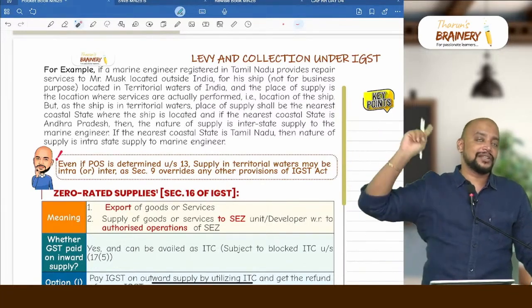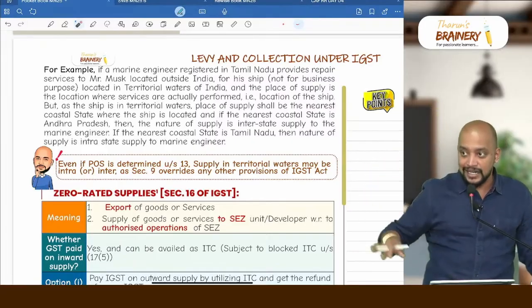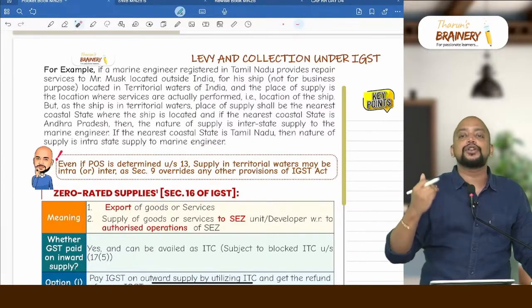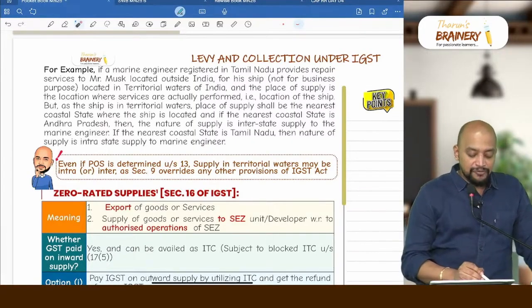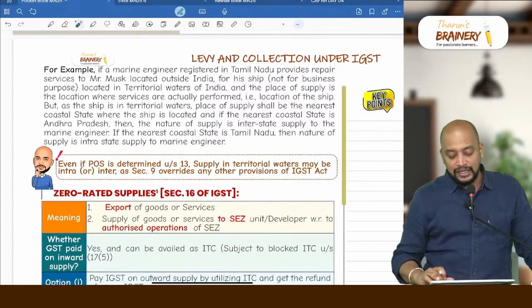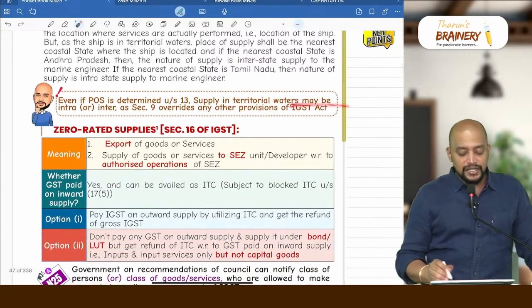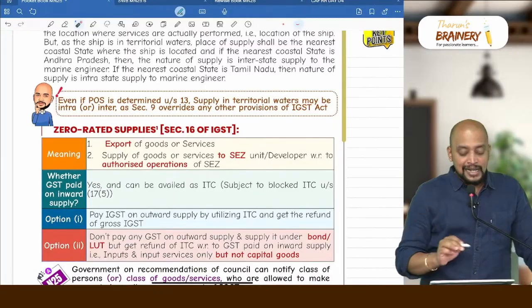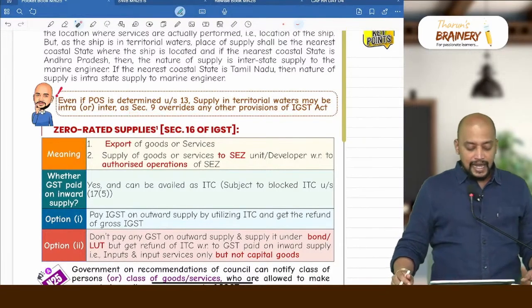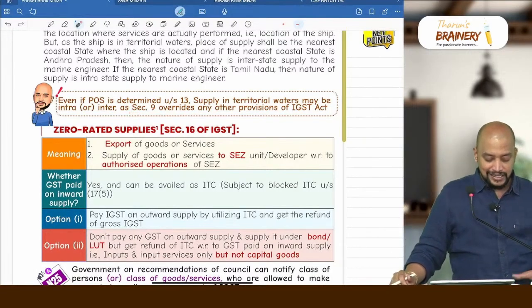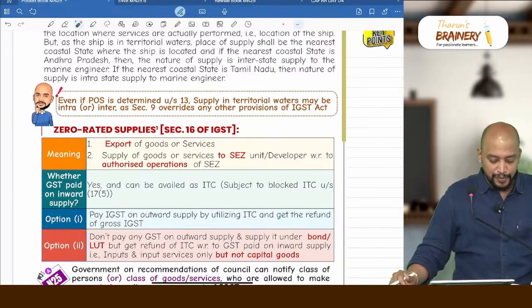Even though section 13 wants to determine it as deemed interstate, for the purpose of section 9, we need to follow section 9 only. Even if the place of supply is determined under section 13, supply in territorial waters may be intra or inter, as section 9 overrides any other provisions of the IGST Act. Okay, that is with respect to this.